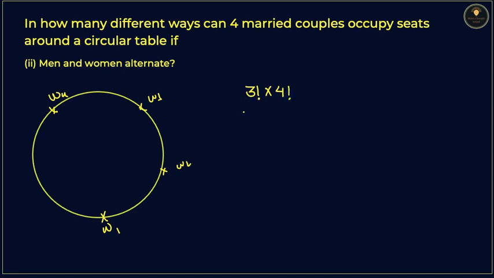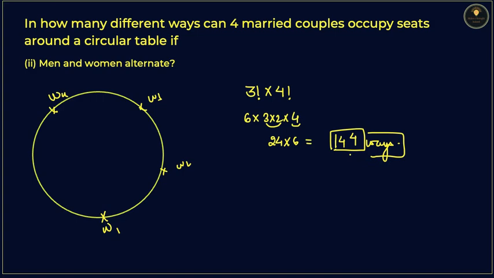We can write the value of 3 factorial as equal to 6. We can write the value of 4 factorial as 4 into 3 into 2, that is 3 2s are 6, 6 4s are 24. So we write it as 24 into 6. Then 6 4s are 24, and we get the carry as 2. 6 2s are 12, 12 plus 2 is 14, so we get 144. So there are a total of 144 ways that we can observe from here.